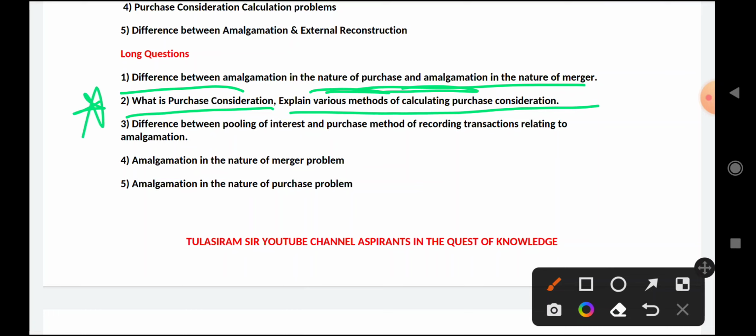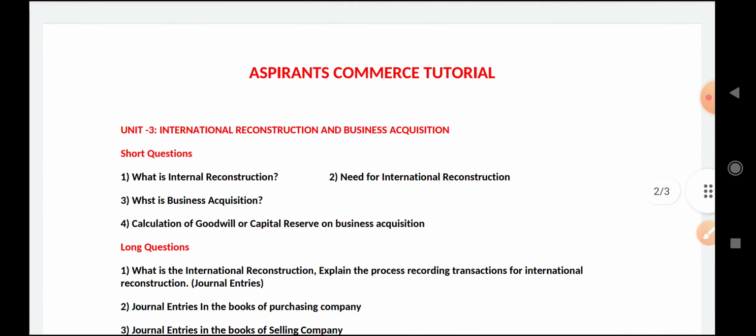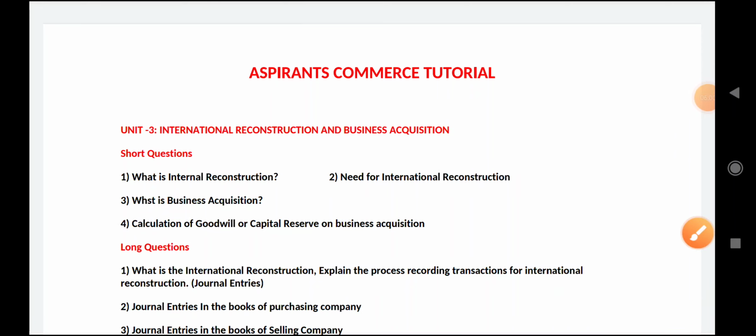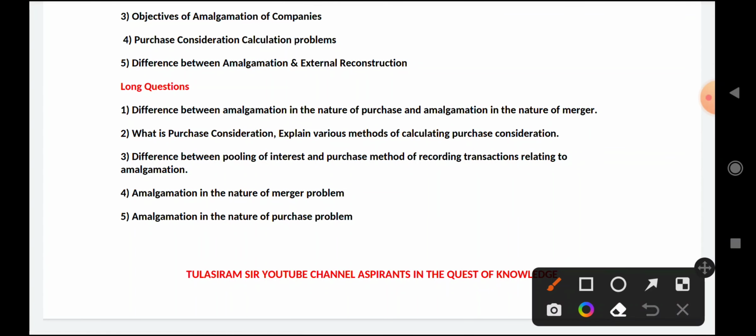This question may be asked in unit 2 amalgamation, or in unit 3 in case of business acquisition also that question may be asked. So amalgamation related, these theory questions you need to do. And amalgamation, difference between pooling of interest method and purchase method, recording of transaction related differences, how you will account.